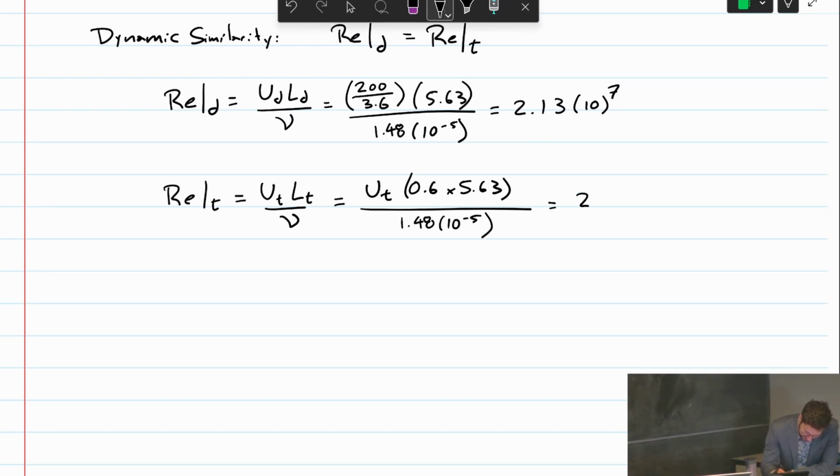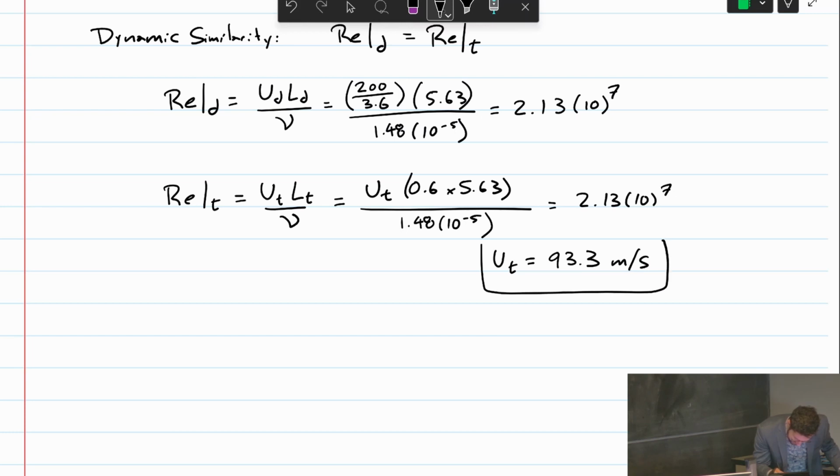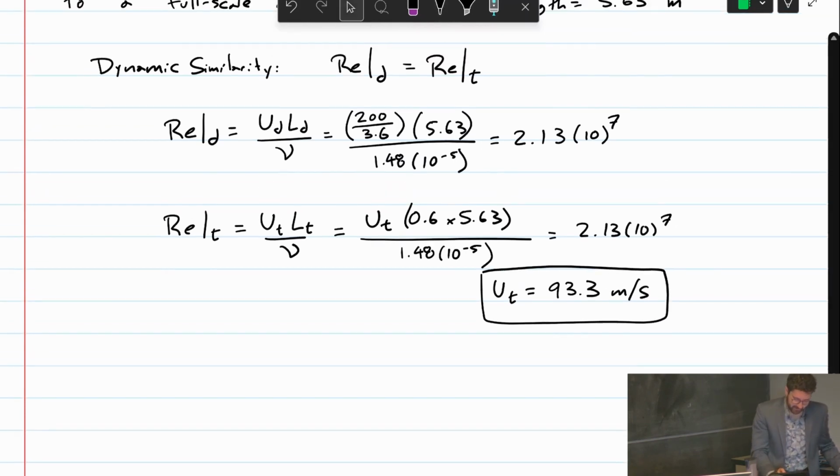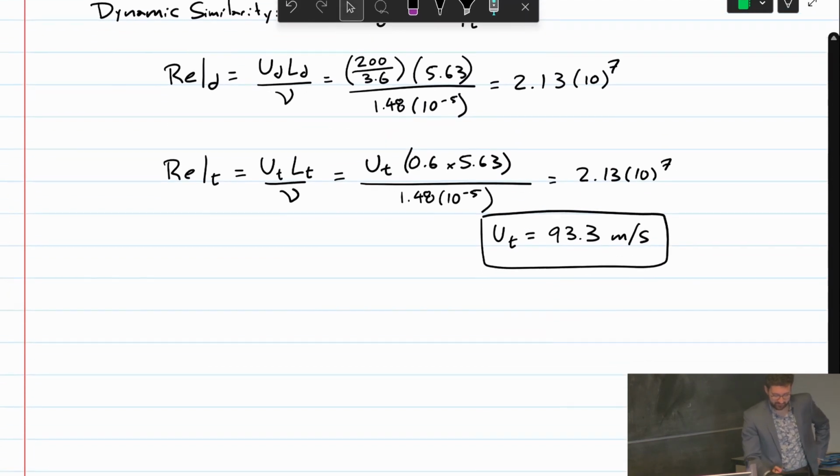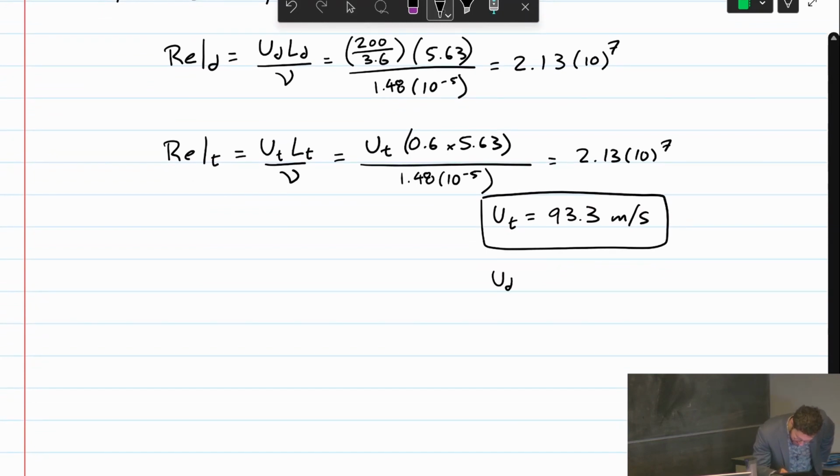Over here, we're going to match the Reynolds number. That's the dynamic similarity parameter that we'll match. This gives us a test speed of 93.3 meters per second. So it's quite a fast wind tunnel. In comparison, the design speed was 56 meters per second.